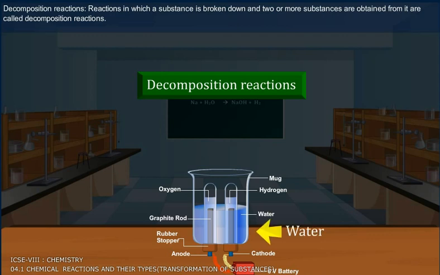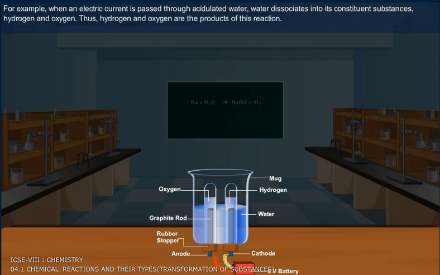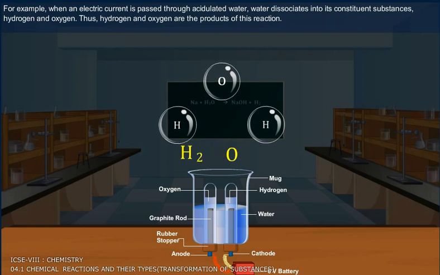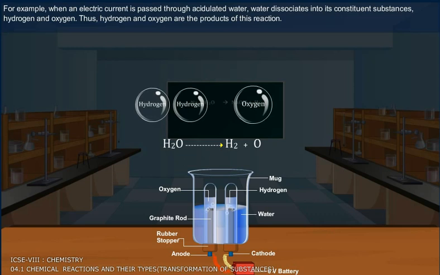Decomposition reactions. Reactions in which a substance is broken down and two or more substances are obtained from it are called decomposition reactions. For example, when an electric current is passed through acidulated water, water dissociates into its constituent substances, hydrogen and oxygen. Thus, hydrogen and oxygen are the products of this reaction.